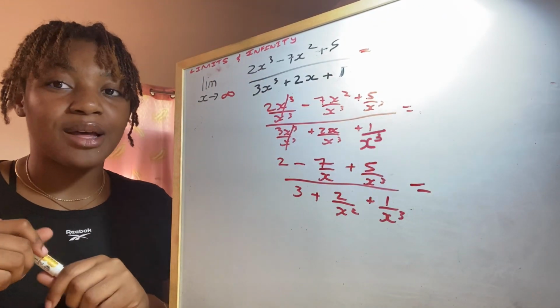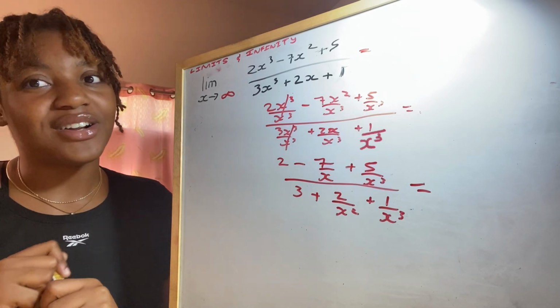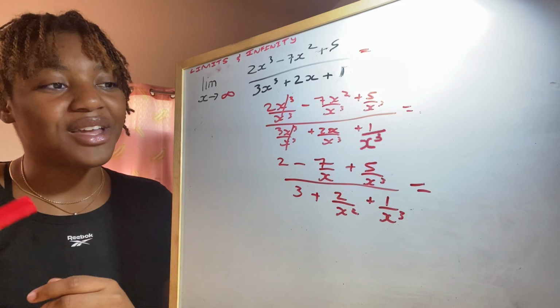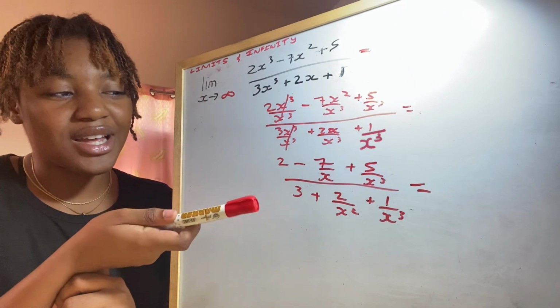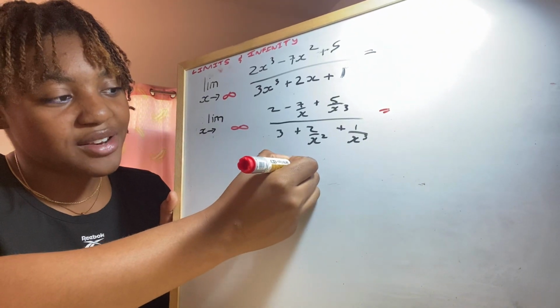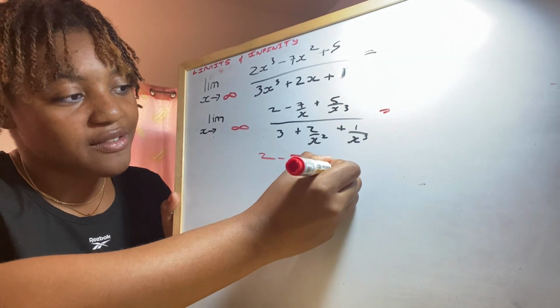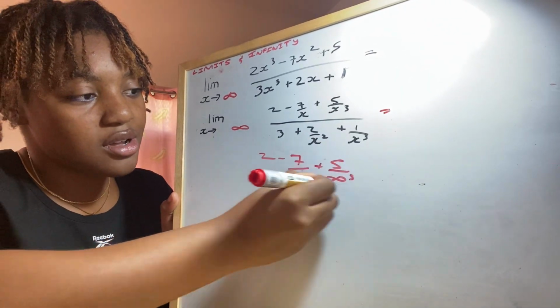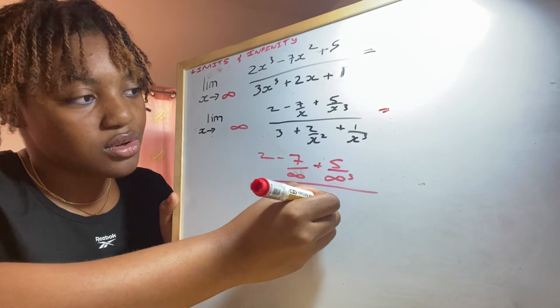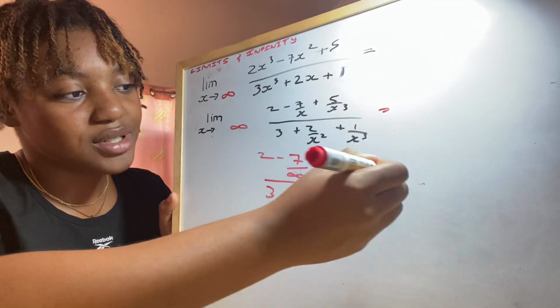And the next step, since we simplified everything, would be direct substitution. So now, wherever we see x, we can put infinity there. So we'll have 2 minus 7 over infinity plus 5 over infinity cubed, all over 3 plus 2 over infinity squared plus 1 over infinity cubed.